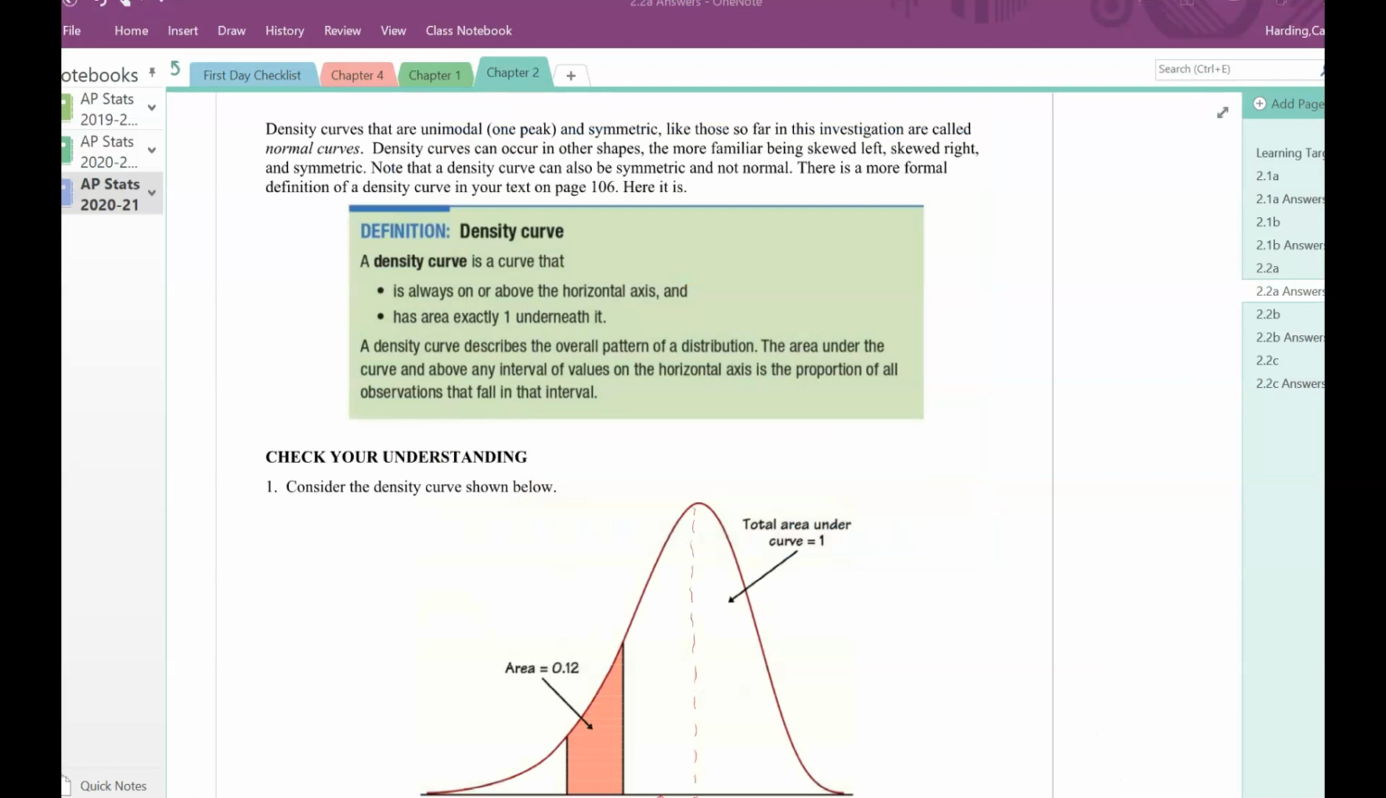Now we're going to start focusing in on density curves that are unimodal and symmetric, and we'll talk about those being called normal curves. But before we get to that, let's just talk about the book definition here for a density curve.